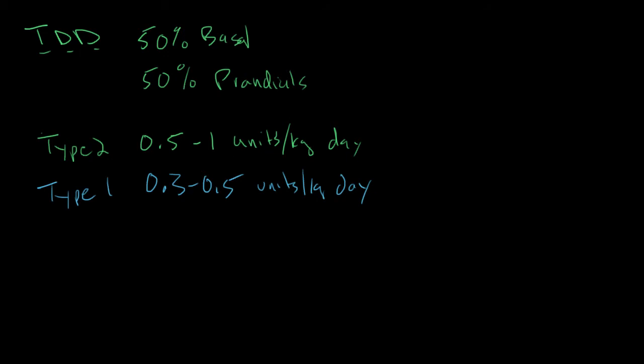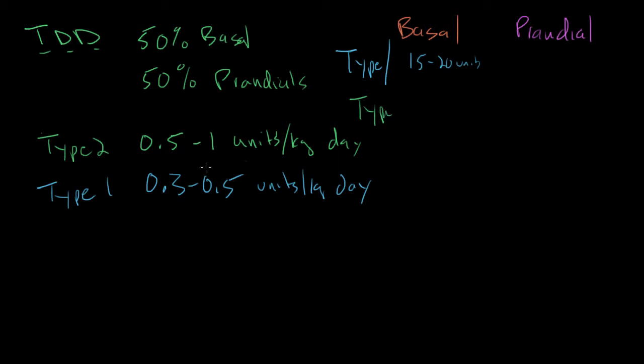Let's go into a little bit more specific, because sometimes it can be tricky to figure out. So let's say we have basal dose here and prandial dose here. Let's start with a type 1 patient. For a 100 kilogram person, I might have a total dose of about 40 units a day, and of that 40 units I may give like 15 or 20 units as a basal dose, and the remaining I'll give over prandial.